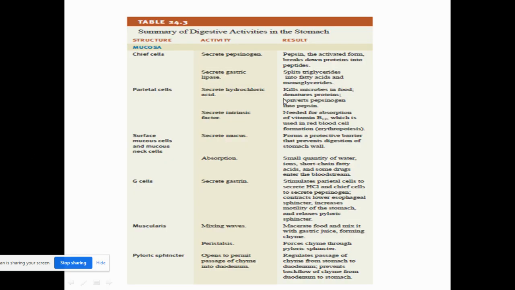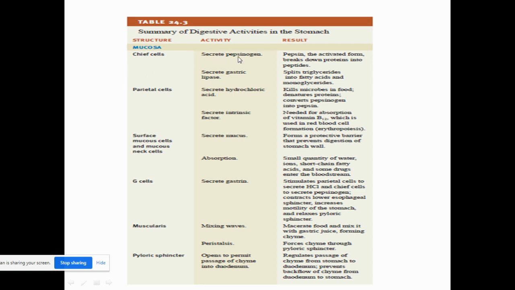Okay, summarize the digestive activities in the stomach. So what are the different cells of the stomach? Chief cells, parietal cells, mucous cells, mucus secreting cells, G cells, muscularis, and the pyloric sphincter. So what are the different functions?